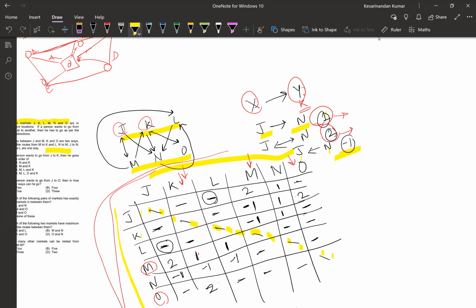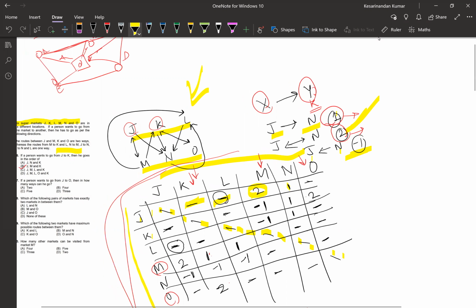Now, from J to K there is no direct path, so we just skip it. Same goes for J to L. There is no direct path in this graph. From J to M there is a double directional path, hence we write 2 according to our convention. Then G to N, there's a single direction path given, so we write 1. And similarly, we fill this complete table.